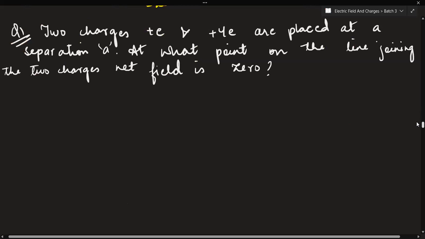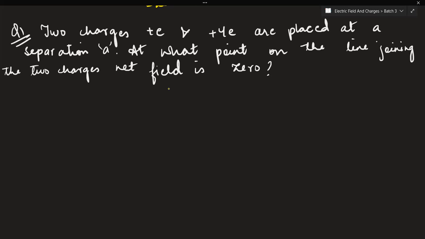You can get these questions in the case of Coulomb's law as well. Right now you have to calculate the point where the net electric field is zero. Similarly, it can be asked at what point the net force on two charges is zero. So the concept will be the same. Just understand it for electric field, and even if you get it for electric force, the concept will be the same.